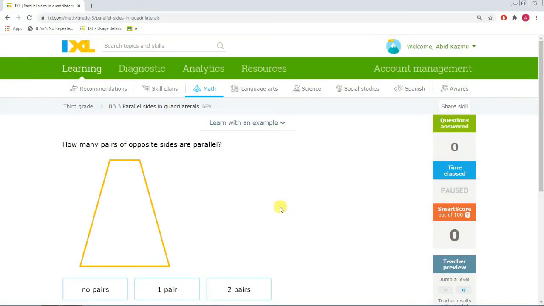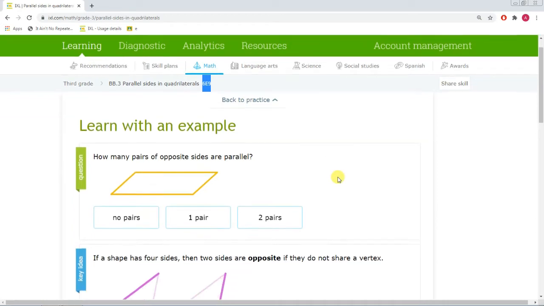Hey students, today we are going to discuss an IXL skill, parallel sides in quadrilaterals. And the code of this skill is 6E9. Let's open an example and learn from here.